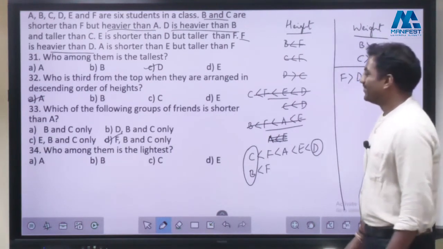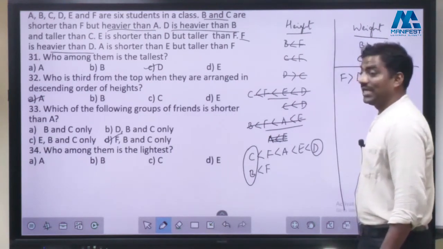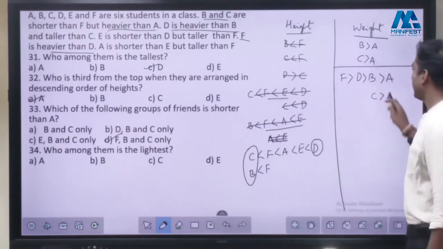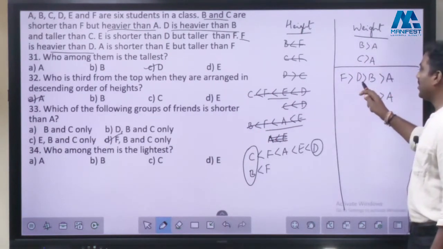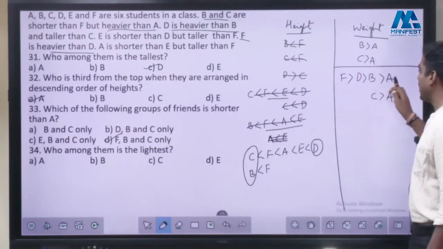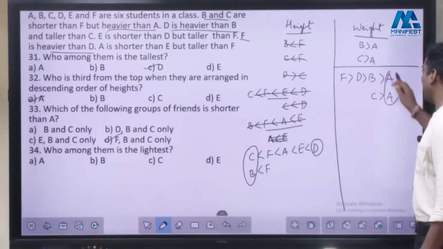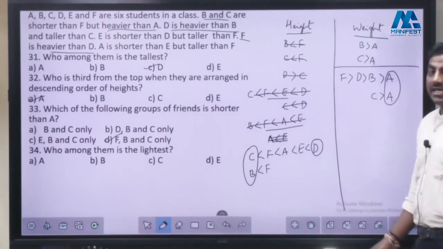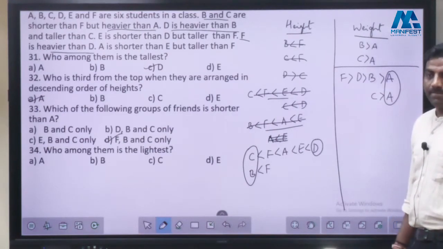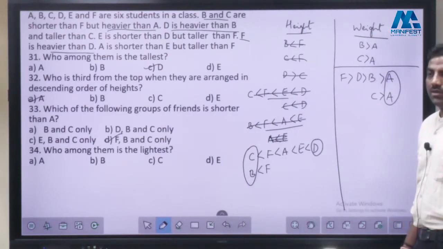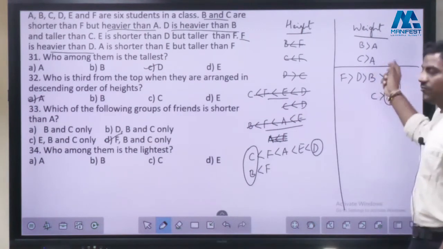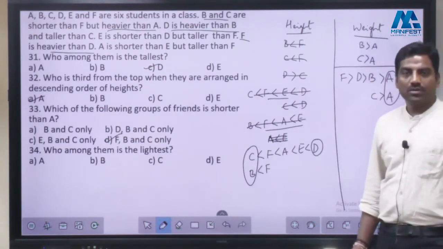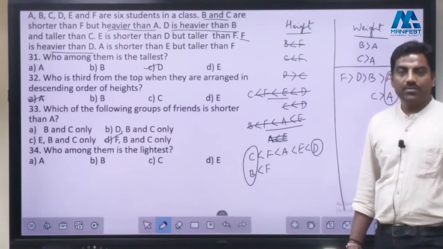Yes. Who among them is the lightest? Lightest in weight. F is greater, D is greater, B is greater than A. Anyways, among F, D, B, C, A is the lightest. But what about E? Do we have the expression for E here? We don't have an expression for E.